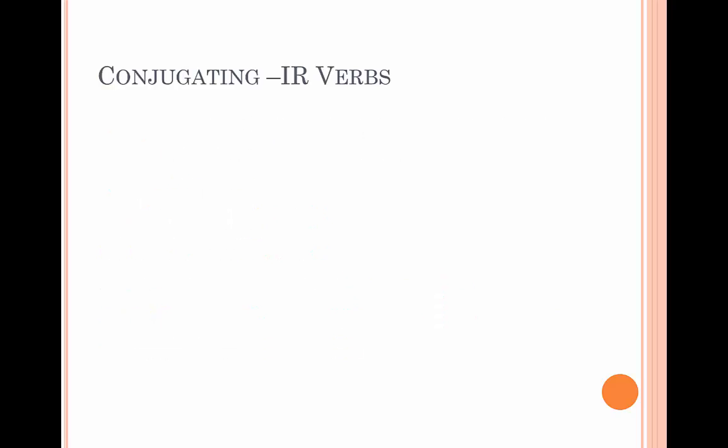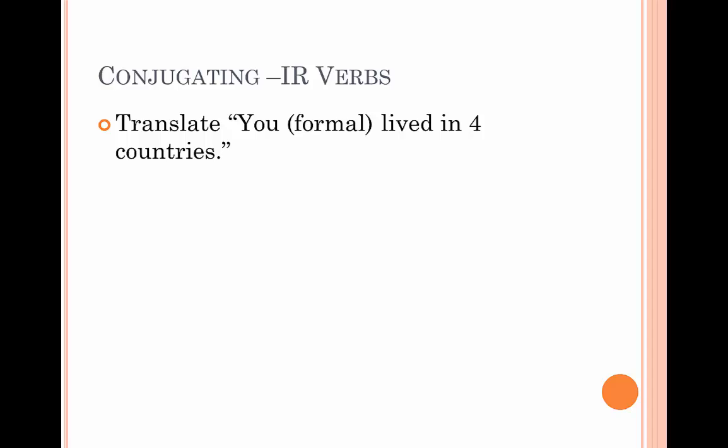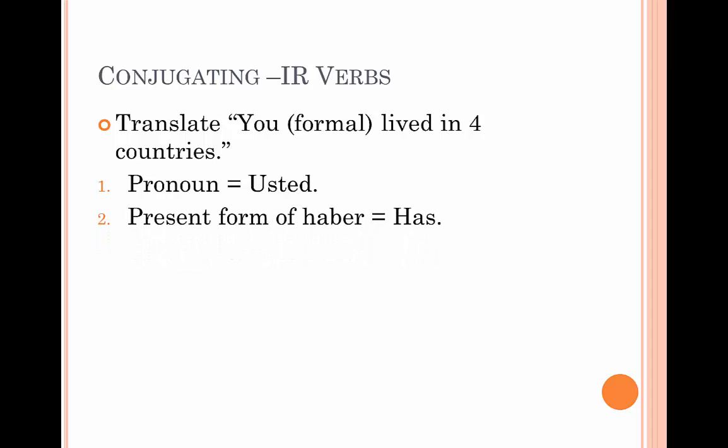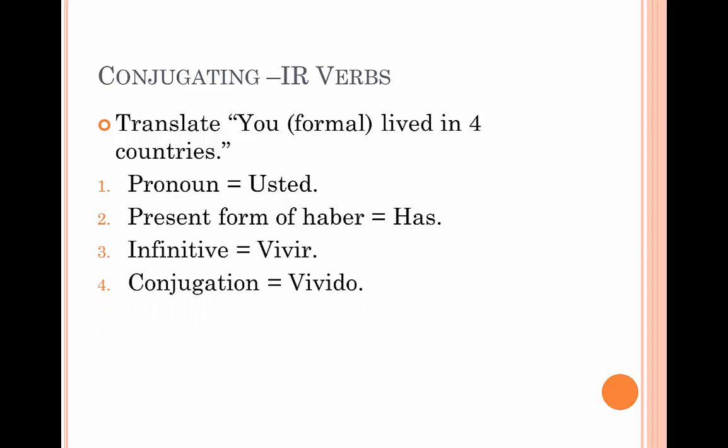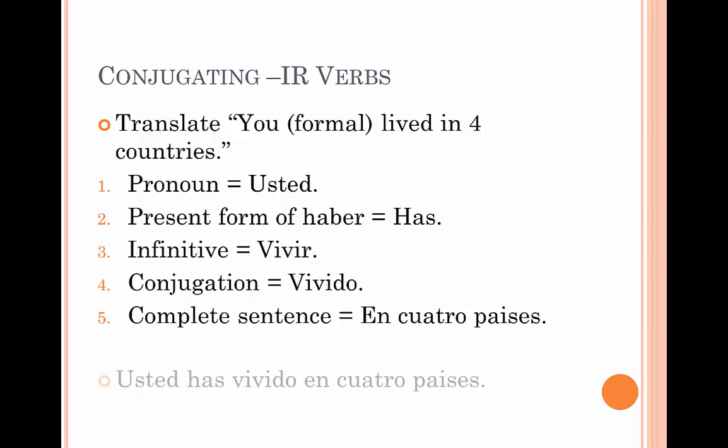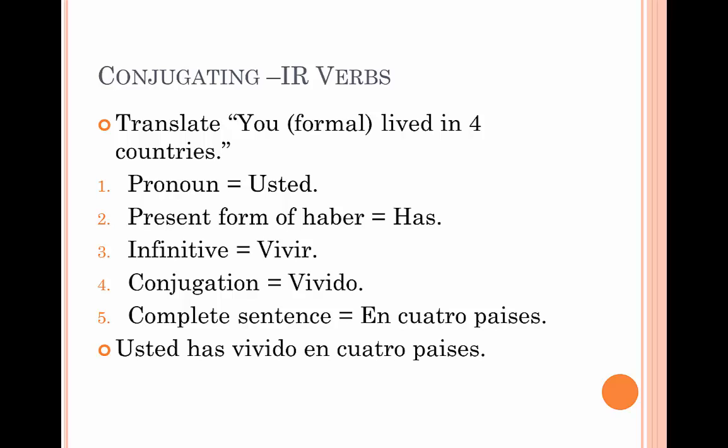Exactly the same as ER verbs, we're going to run through an example. We have to translate you, in the formal form, lived in 4 countries. So the pronoun is usted because we have to say you formally. The present tense of haber is ha, and the infinitive is vivir for live. The conjugation is vivido. So completing the sentence, we have en 4 países, in 4 countries. The total sentence is usted ha vivido en 4 países.